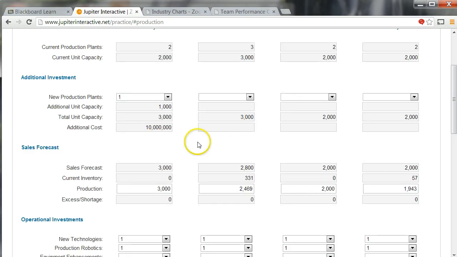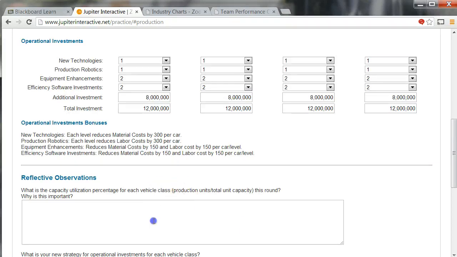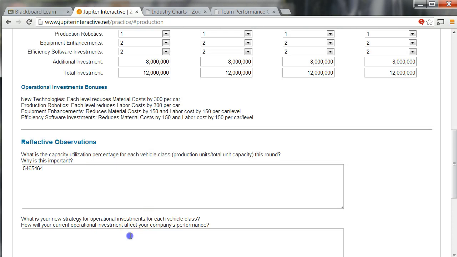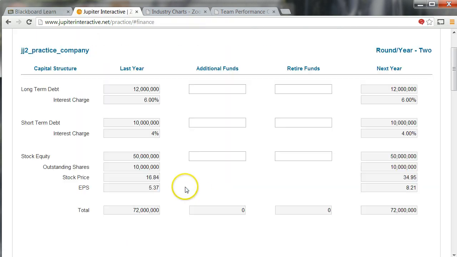So I built my one production plan. I put my forecast in, and now I think I need to buy some more levels of operational investments. Write up my reflective observations because they change each round. Questions are the same questions but different answers.